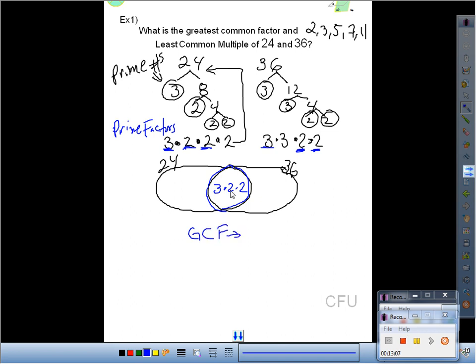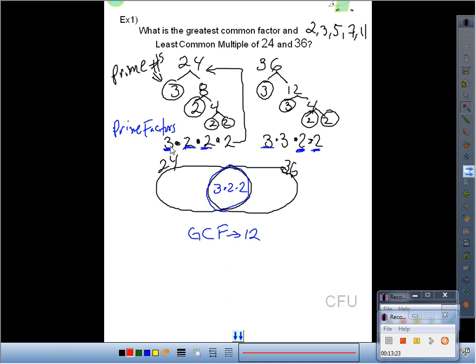What is 3 times 2 times 2? 12. Hold on, don't copy that yet. Any questions up to right there? All right, but this problem states that we need to find the what now? The least common multiple. So watch.